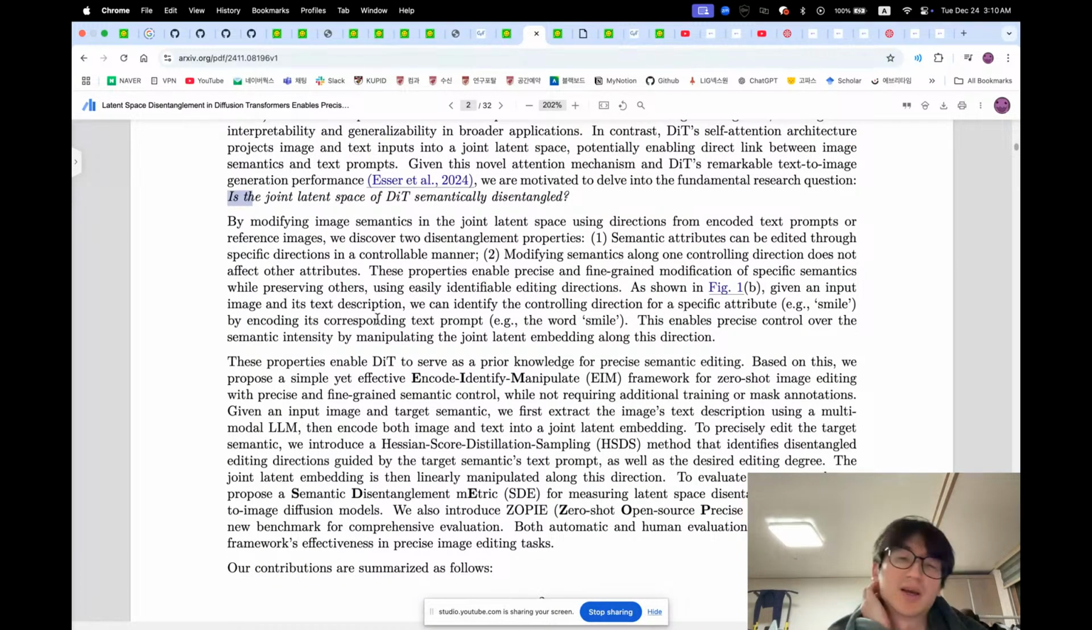By modifying the image semantics in the joint latent space through interaction with text prompts.